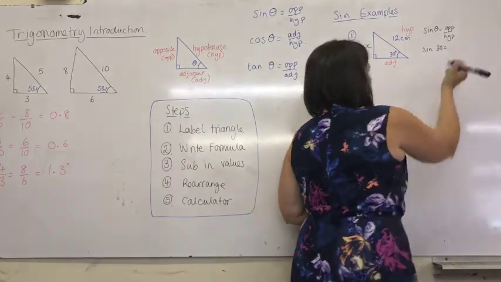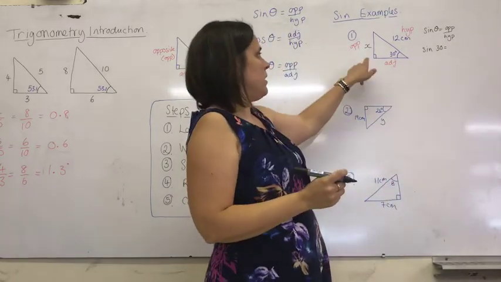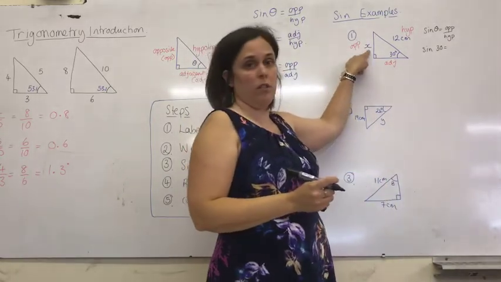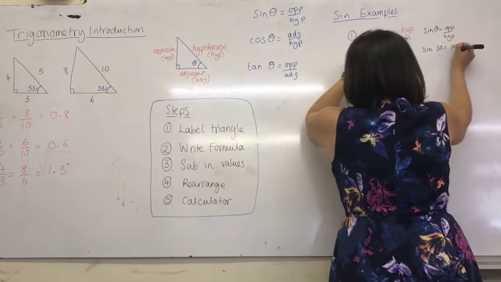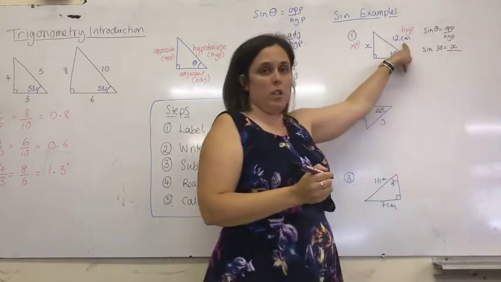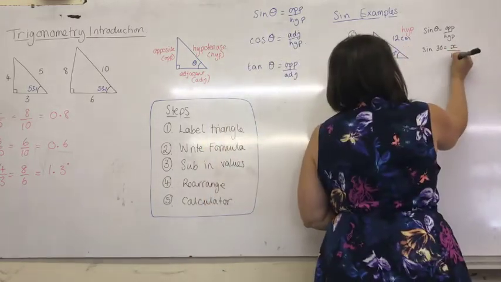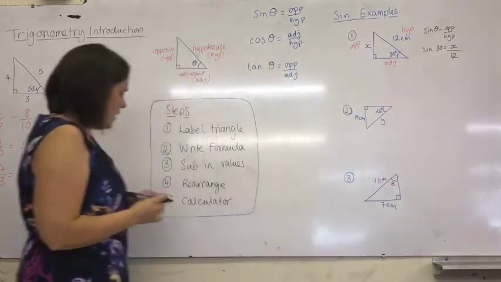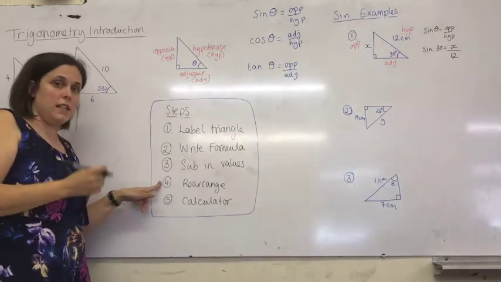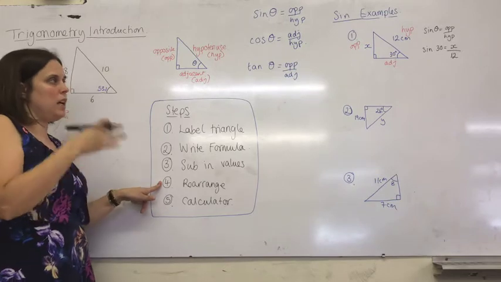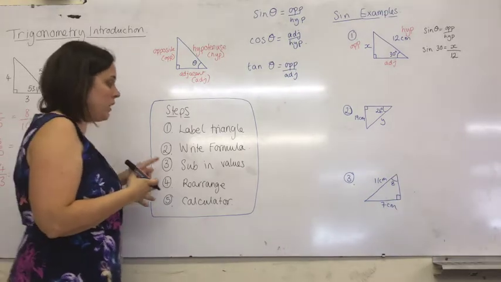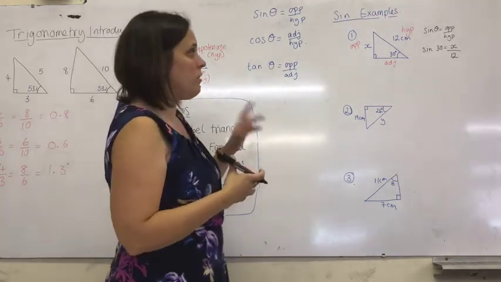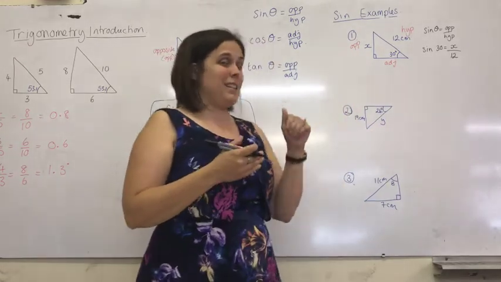So sine 30 equals its opposite, the side we don't know, so that's x, over the hypotenuse, which is 12. Now, this is the most tricky step, but stick with me, I'll make it nice and simple for you. We now need to rearrange. We can't do anything with that until we have x equals.